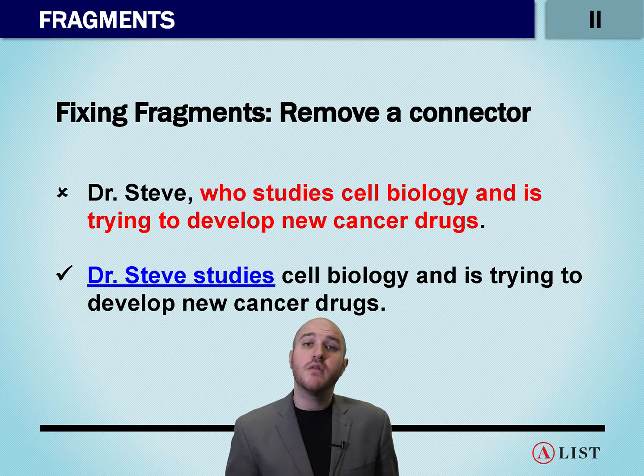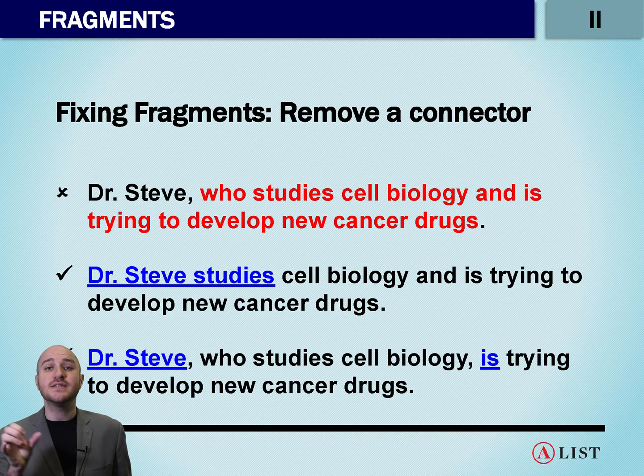Great, that's fine. The other connector word I could remove is the word and. If I say who studies cell biology is just a relative clause, and I'm just going to say that's the additional information, then my independent clause is going to become Dr. Steve is trying to develop new cancer drugs. Dr. Steve, who studies cell biology, is trying to develop new cancer drugs. I've removed the word and added a comma to make that who studies cell biology a parenthetical statement, additional information that can be removed.